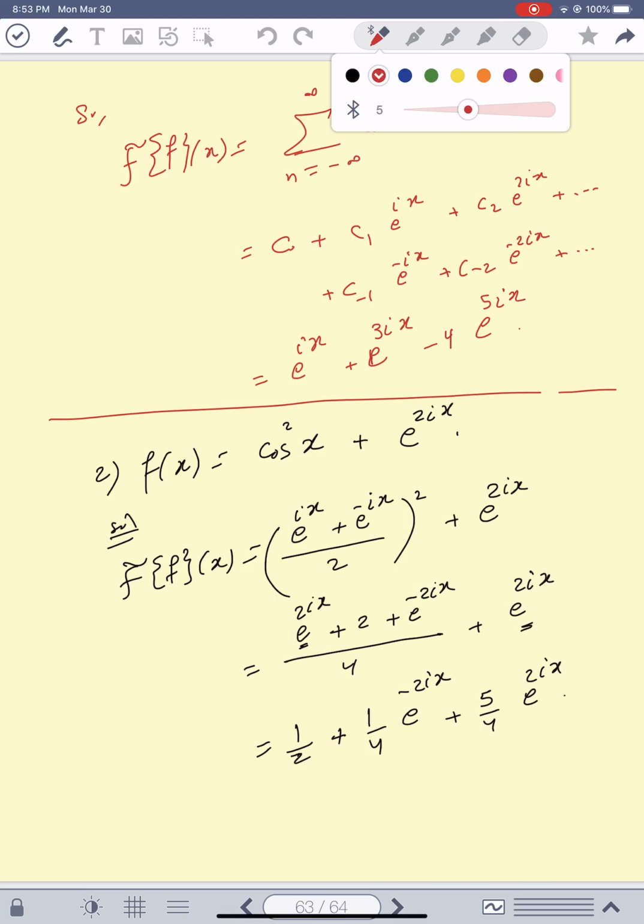Again, these numbers, this half, this fourth, this 5 over 4, what are these numbers? The half is the coefficient of e to the 0ix, so this is C0, this is C negative 2, and this is C2. Okay, this is our understanding for this function.